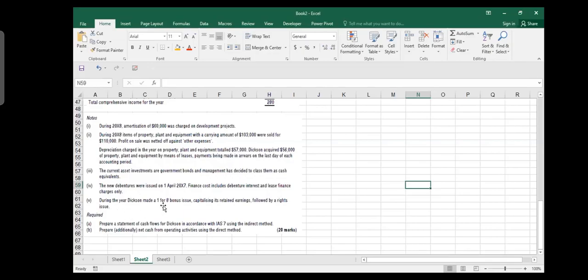And during the year, Dickinson made a 148 bonus issue, capitalizing its retained earnings, followed by a rights issue. That thing I'm not really concerned about because it's a bonus issue. And when you make a bonus issue, you do not get any cash. So we'll see what to do with that, okay?